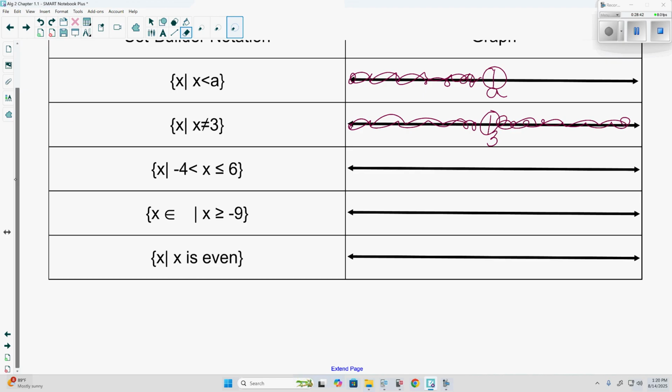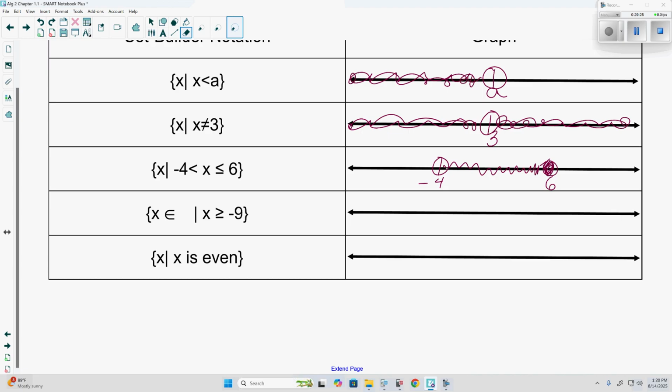The next one, the set of all real numbers x such that negative 4 is less than x is less than or equal to 6. So notice that we have all the real numbers such that negative 4 is less than x is less than or equal to 6. If we graphed it, we'd have the 2 points, negative 4 and 6. Negative 4 would be open, 6 would be closed. And then we would shade in the middle. Because x is in the middle, we shade in the middle. Because that's all it's saying.